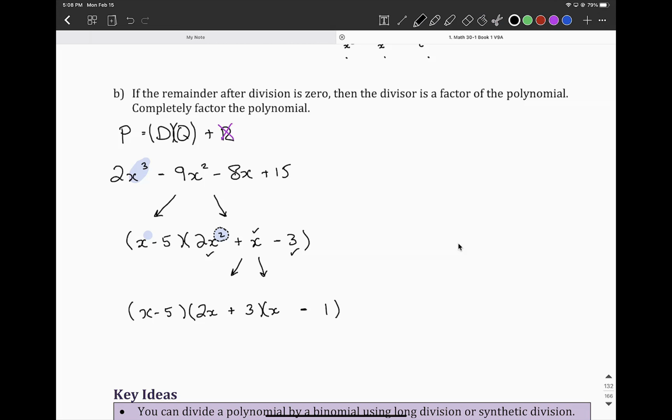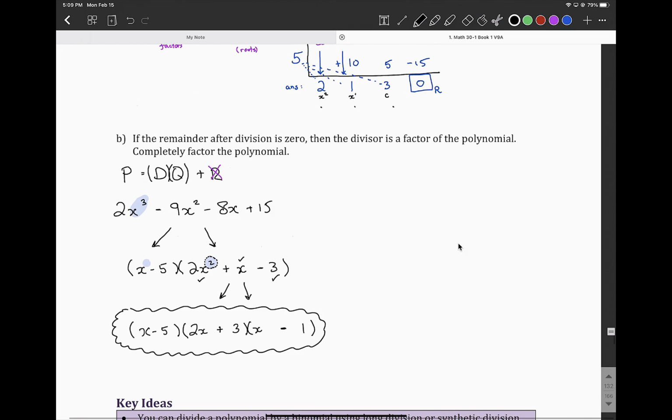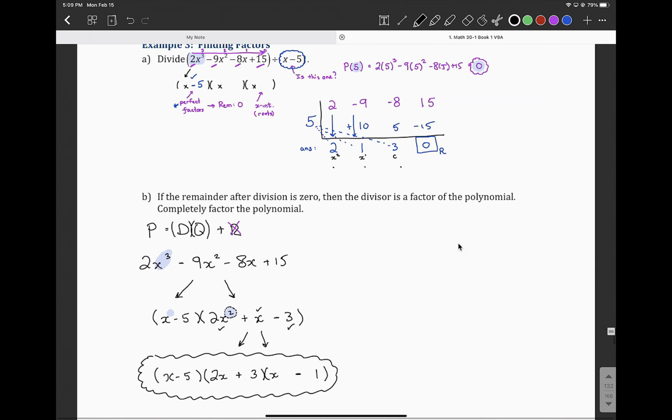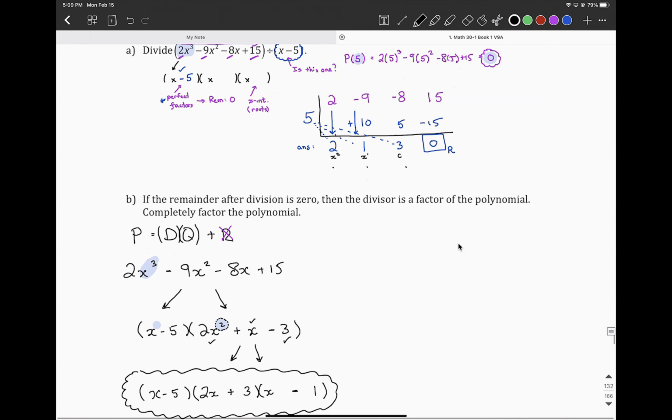And that is fully factored. All 3 degrees still there. And that all came down from that first step, which was synthetic division.